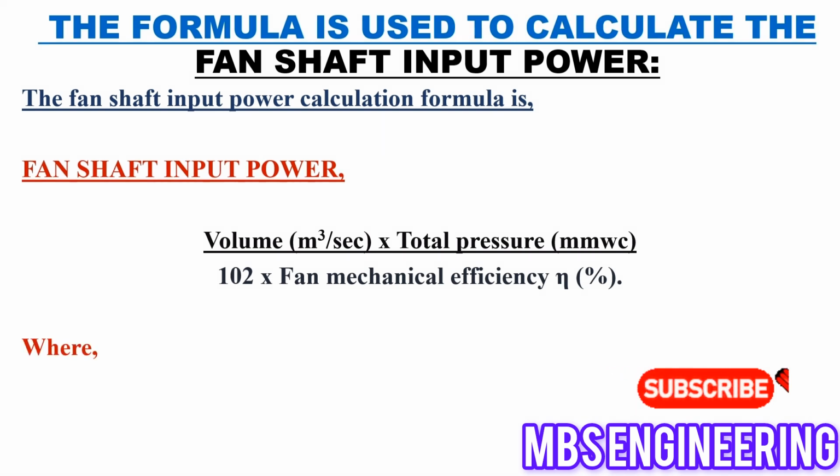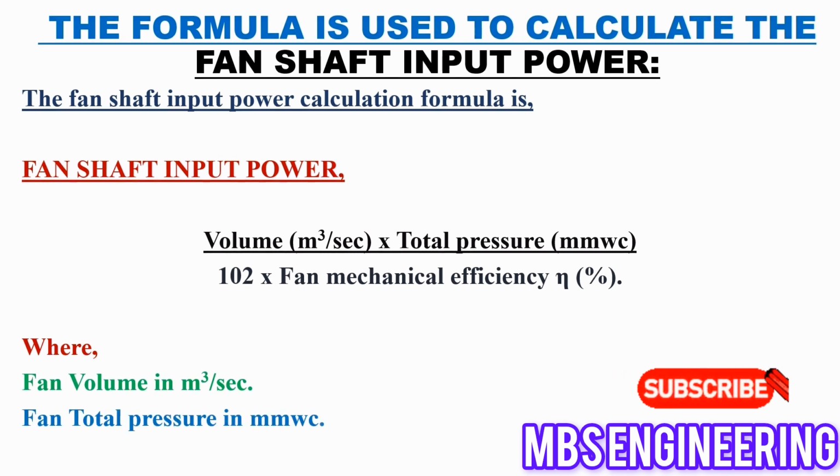Where, the fan volume is in meter cubes per second. Next, the fan total pressure is in millimeters of the water column. Next is the fan's mechanical efficiency in percentage.